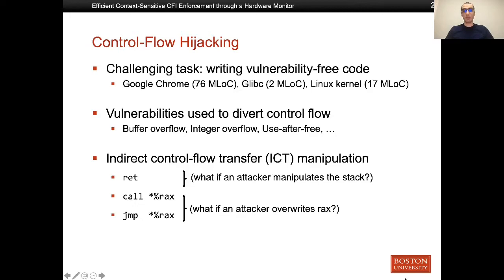Attackers manipulate indirect control flow transfers in the program to achieve their goals. There are three main indirect control flow transfers in the program: returns, indirect calls, and indirect jumps. An attacker can exploit a vulnerability, manipulate the content of the program stack, and overwrite the return address in the stack, potentially changing the execution from the intended execution. A similar scenario can be thought of for indirect calls and jumps as well.